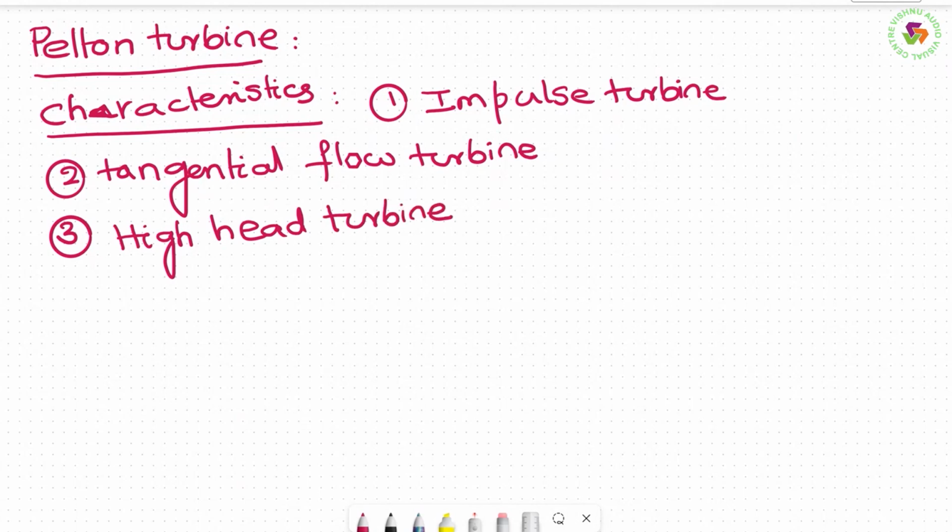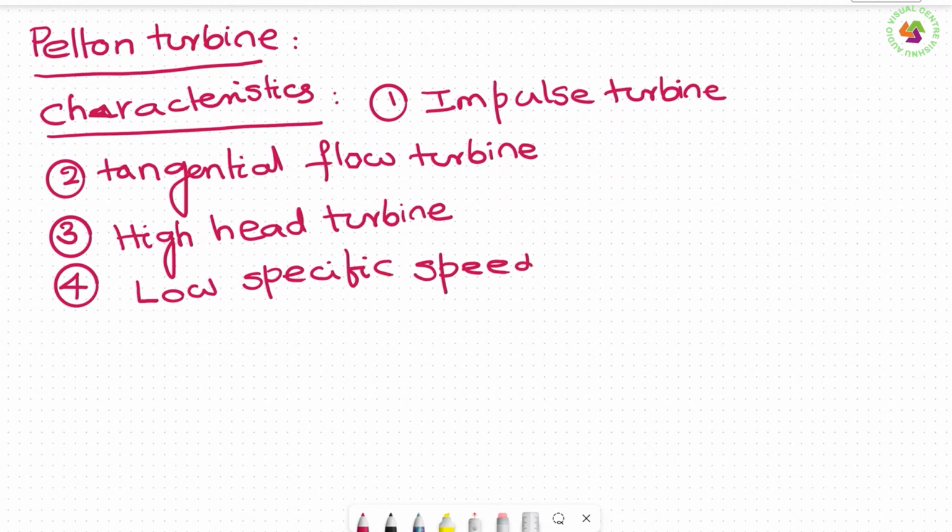Generally, Pelton turbine is used when the head of water that is available in the reservoir is high. Pelton turbines are being used. That is the third point. And the fourth point is it is a low specific speed turbine. So these are the important characteristics of the Pelton turbine. Then, next, what are the components of Pelton turbine?